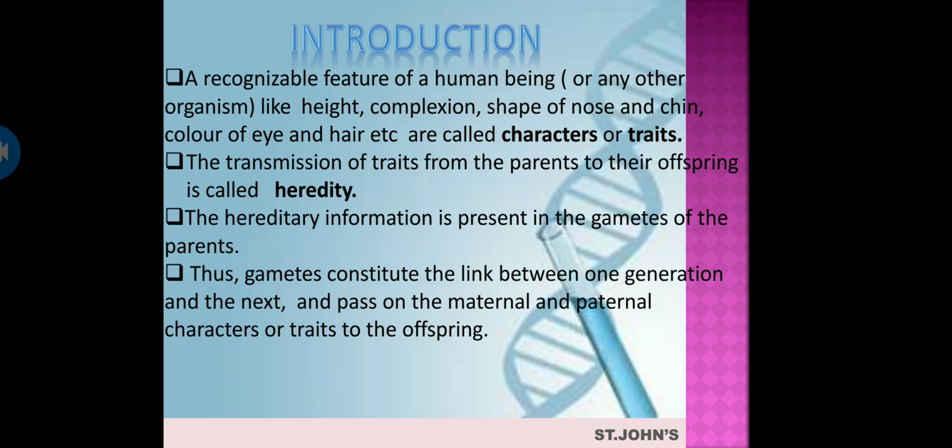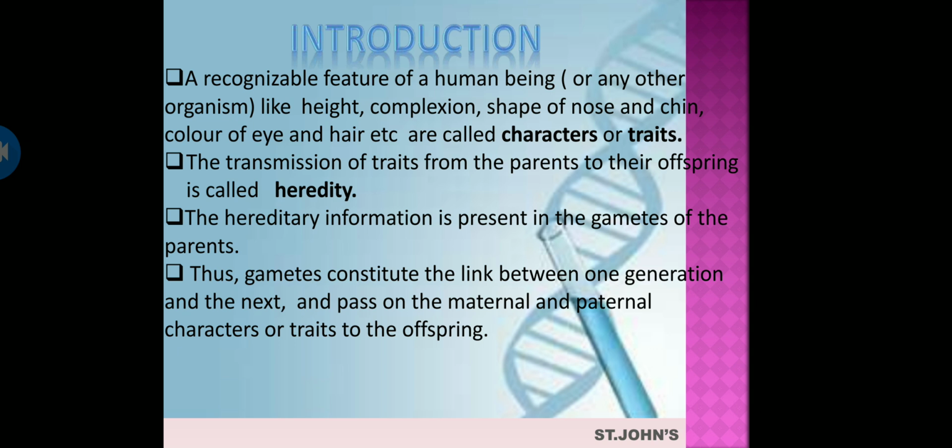So here I told you, gametes are the reproductive cells, right? These are the ones which pass from one generation to the other generation. When I say reproductive cells, these are the ones which carry the genetic material. So they constitute a link between one generation and the next and pass on the maternal and paternal characters or traits to the offspring. Maternal or paternal means parental characteristics. Maternal you say mother's characteristics, and paternal, you can say, father's characteristics.